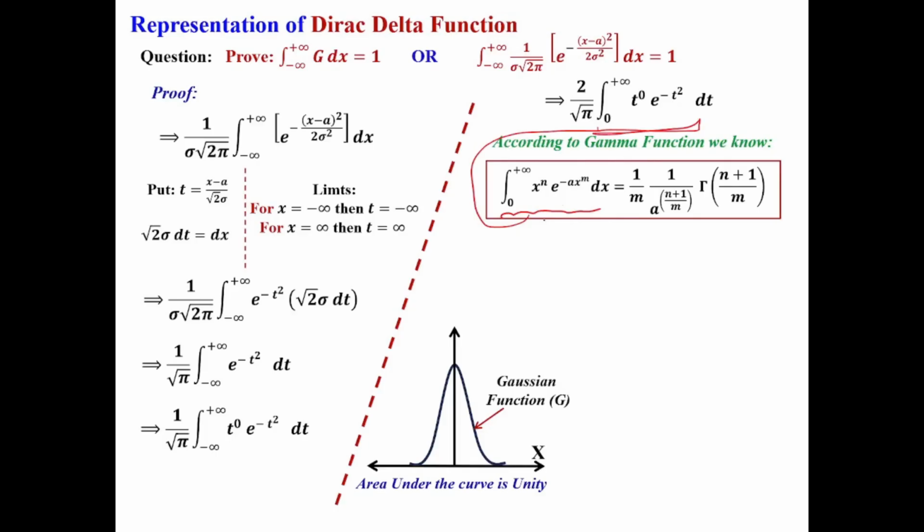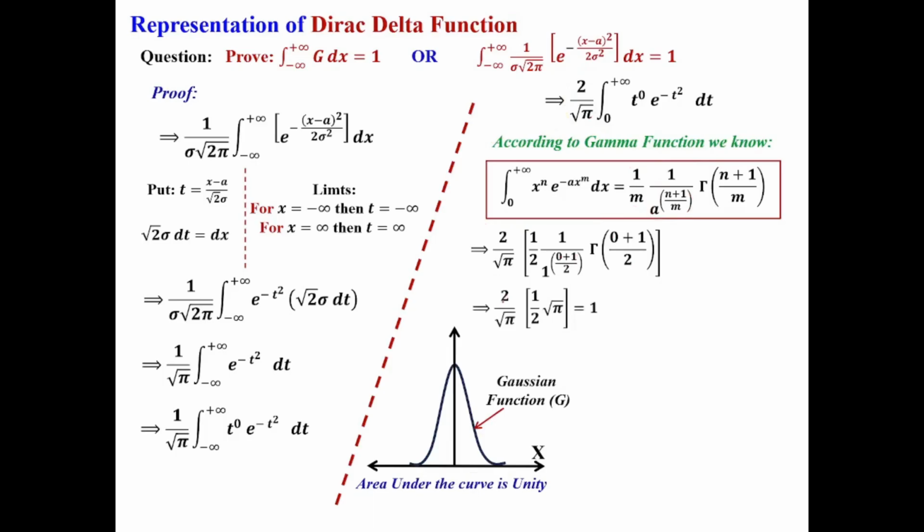We can find the n value is 0, the a value is 1, and the m value equals 2. So what will be the value of this integration? It will be 2 by root pi, which is already there, and here 1 by m, that means 1 by 2, then 1 by a to the power n plus 1 by m. Here a is 1, so 1 to the power 0 plus 1 by 2, gamma of 0 plus 1 by 2, right?